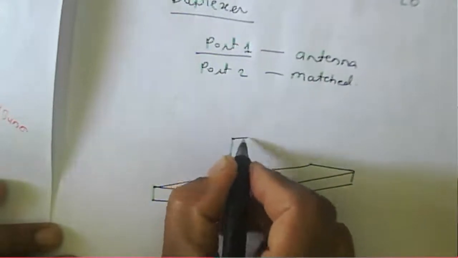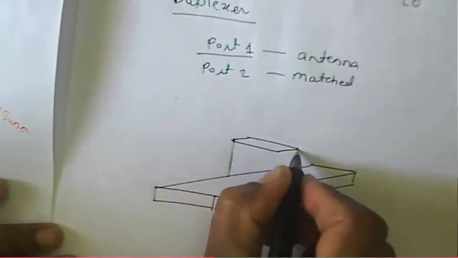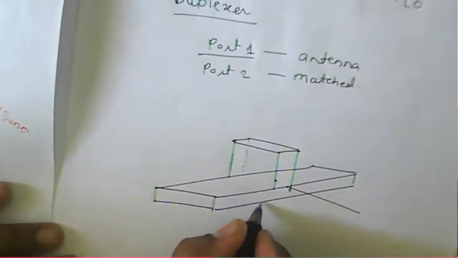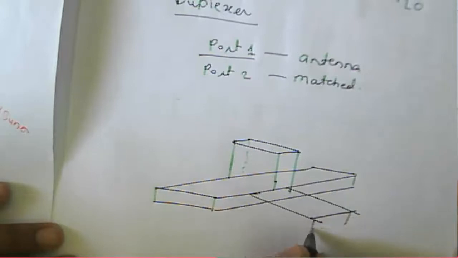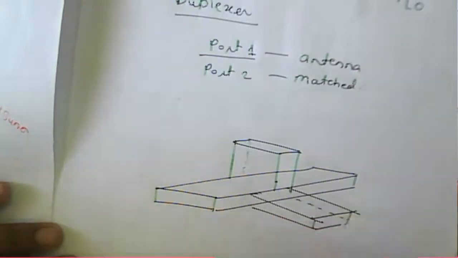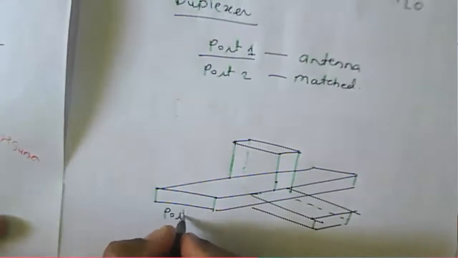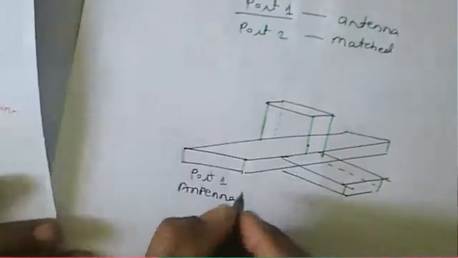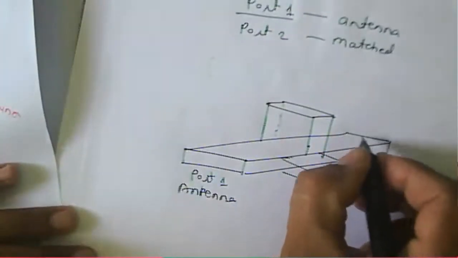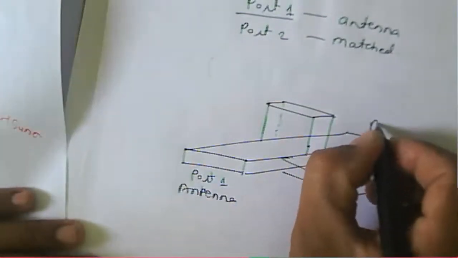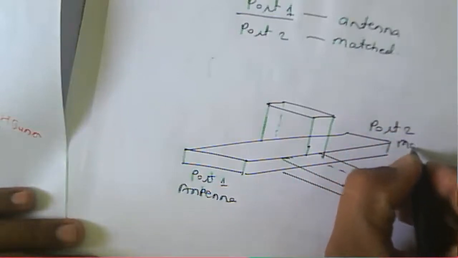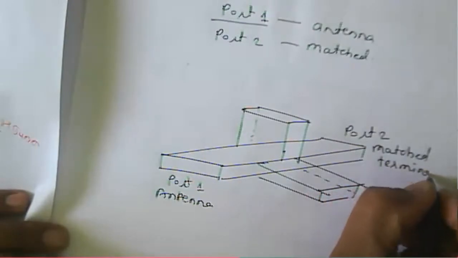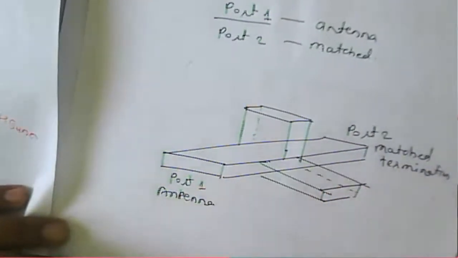Okay, this is your E arm here. This is your H arm. Now, this is your port 1. For port 1, we connect the antenna here. Okay, and then port 2, we have port 2 here. Port 2 is nothing but what? A matched termination, or you can say a matched load. Here is the matched termination we consider.